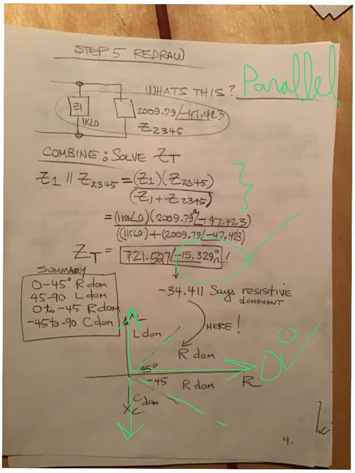If the phase angle falls in the red region, it's all resistors. If it falls in the blue region, it's all inductors. And if it falls in the yellow region, it's all capacitors. So this magic line is at minus 45 and positive 45 degrees.